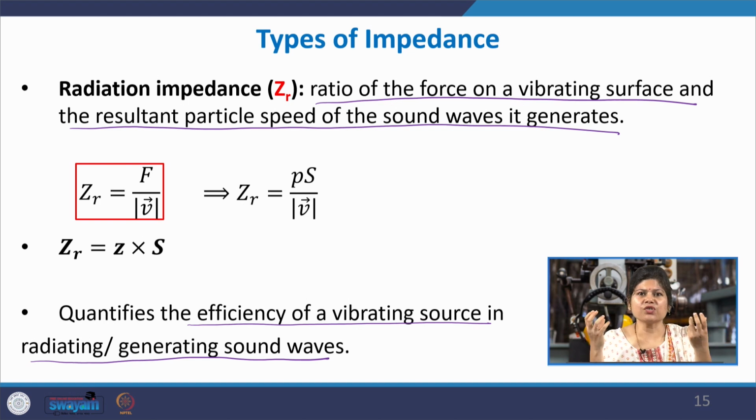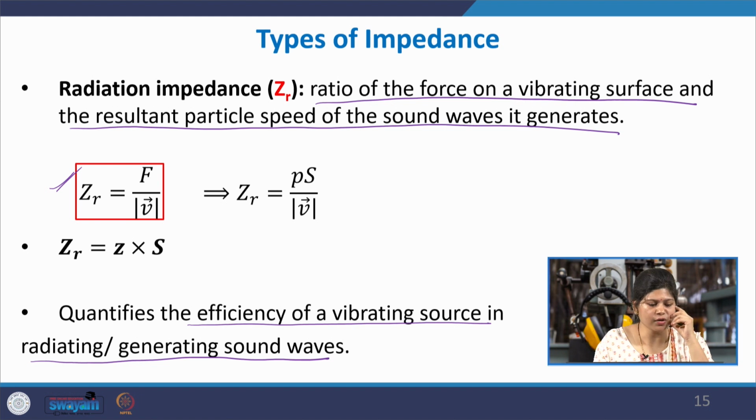So, in that situation, how do we quantify this? We use the radiation impedance, which says how efficiently a vibrating source can create sound waves. So, it would be the ratio of the force of the vibrating surface to the resultant speed of the sound wave it generates, and the speed is directly proportional to the acoustic pressure. Okay. So, if you know this definition, then you can think about it: suppose some surface has a higher radiation impedance, what should that mean?